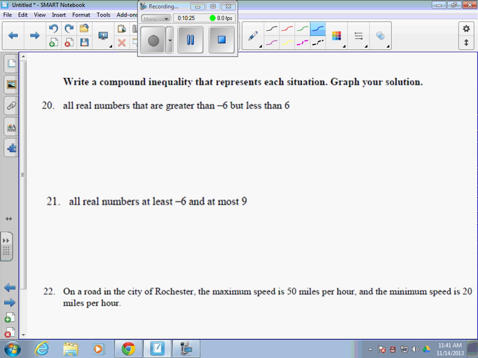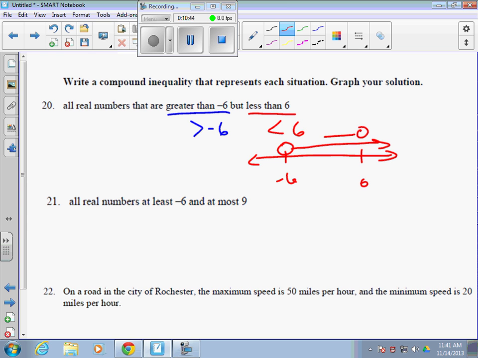Writing these compound inequalities. Greater than negative 6, but less than 6. If you look at this picture, you'll have negative 6 and you'll have 6. It'll be greater than negative 6, but less than 6. So you have an overlapping area here.